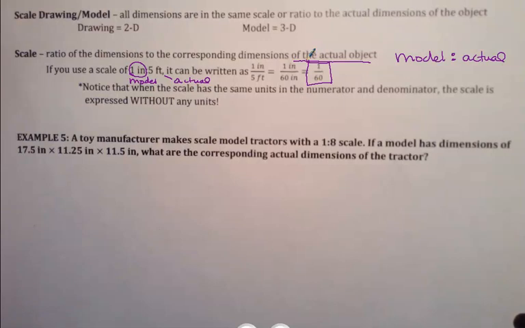Notice that when the scale has the same units in the numerator and the denominator, the scale is expressed without any units, because then it doesn't matter if you're using feet, 1 foot is equal to 60 feet, or centimeters, 1 centimeter is equal to 60 centimeters. So if there's no units, you're assuming it's the same unit. All right, so let's look at this example.